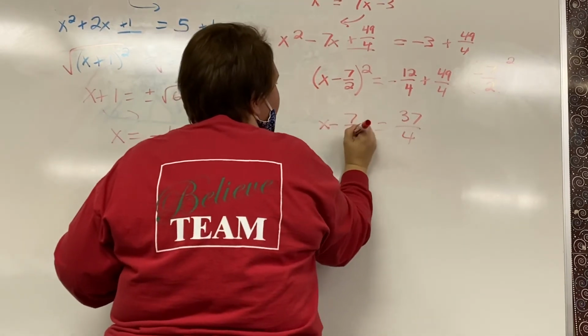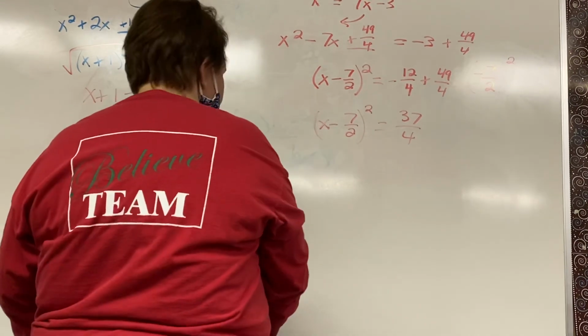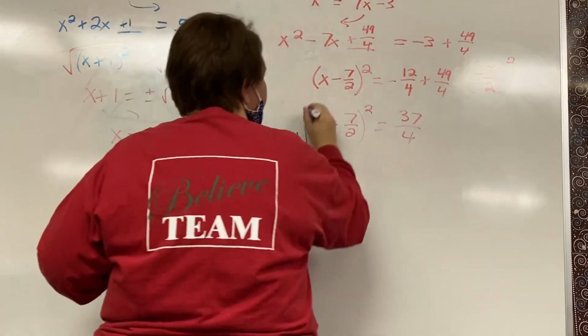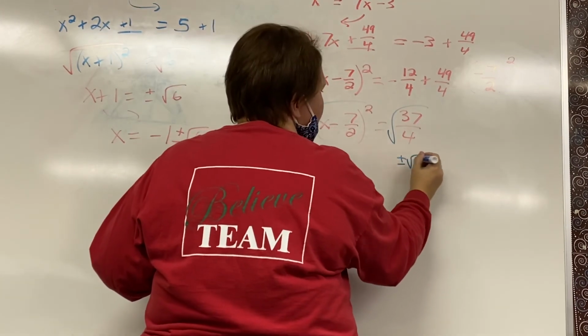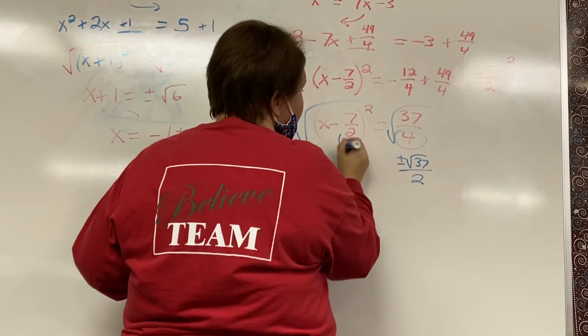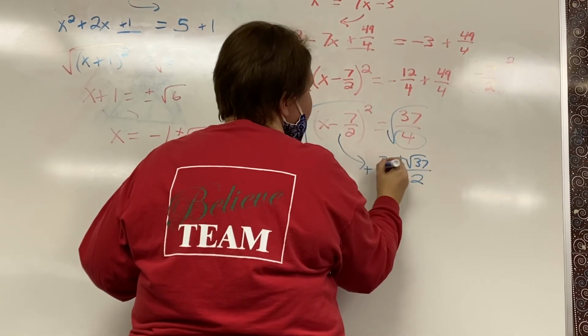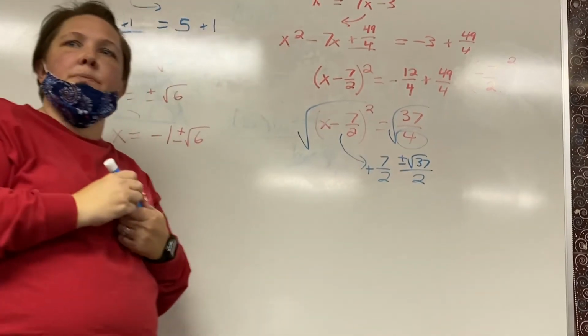And then from here, what do we do? Square root on both sides. Can you take the square root of 37? No. Plus or minus square root of 37. Can you take the square root of 4 though? 2. And then we move this over, so it's positive 7 over 2 plus or minus the square root of 37 over 2.